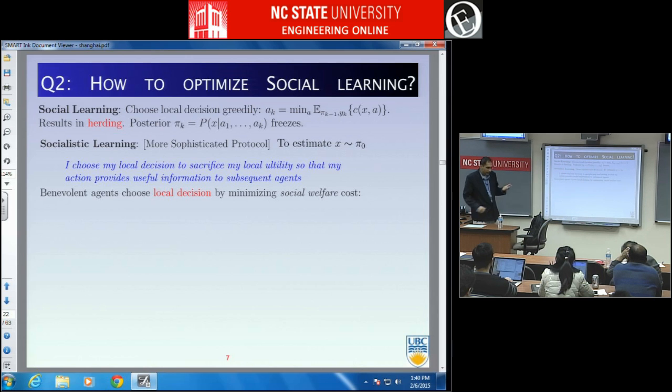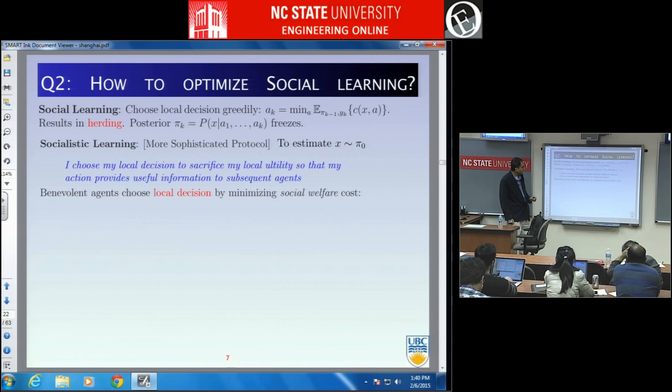So, for example, in the umbrella problem, maybe I know that if too many people take umbrellas, it's going to mislead everybody to take an umbrella, so I deliberately don't take an umbrella. I make a decision even though I might get wet when it rains. So I make a decision now to sacrifice my local utility so that, for the common good in the future, people can still go on to estimate the state X. That's what socialistic learning is.